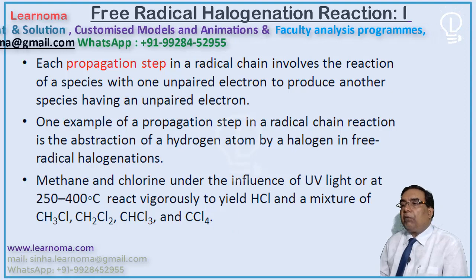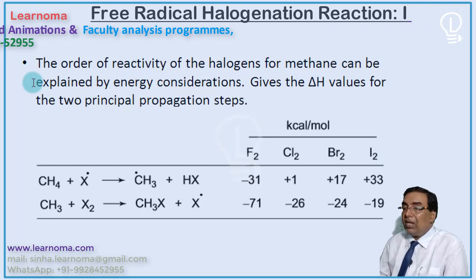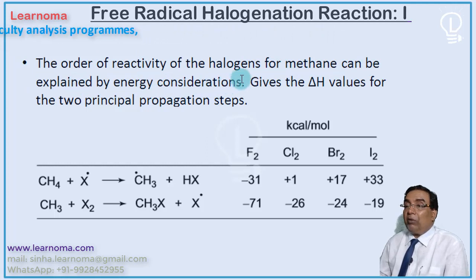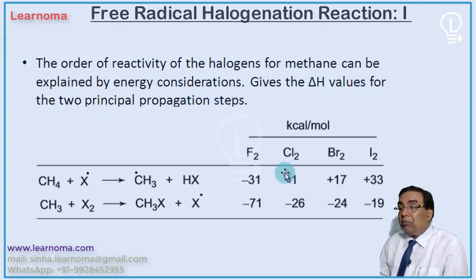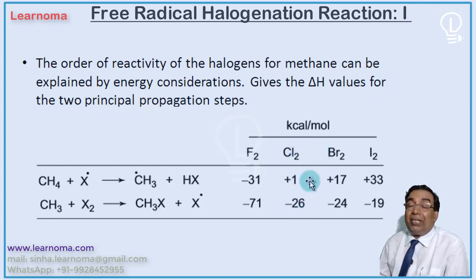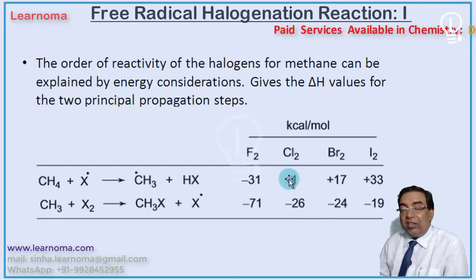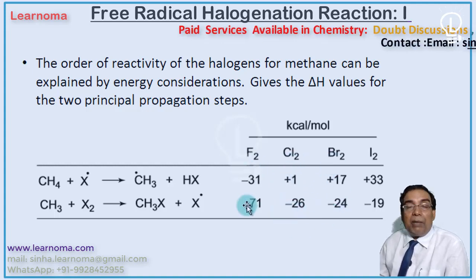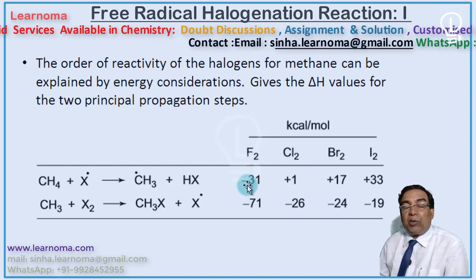Okay. Now see, the order of reactivity of the halogens for methane can be explained by energy consideration, given the delta H values for the two principal propagation steps. See this, which produces more energy, chlorination or bromination? The answer is chlorination. Fluorination is the most. Both steps are exothermic.